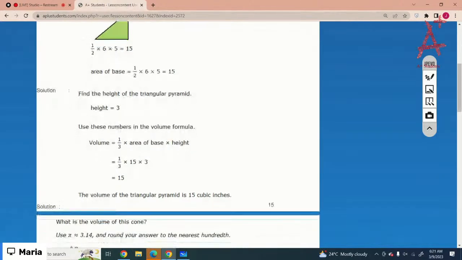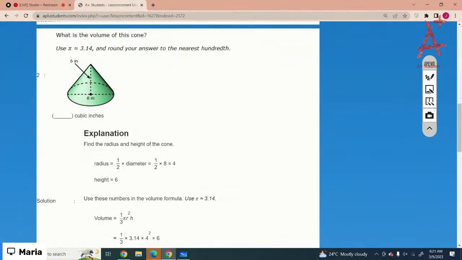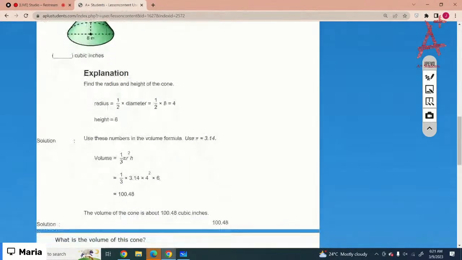Okay, the next one is what is the volume of the cone? So the volume of the cone is 1 by 3 pi r square h. Got it? Just replace all the values in the formula, and that is 1 by 3 pi r square h. Got it?